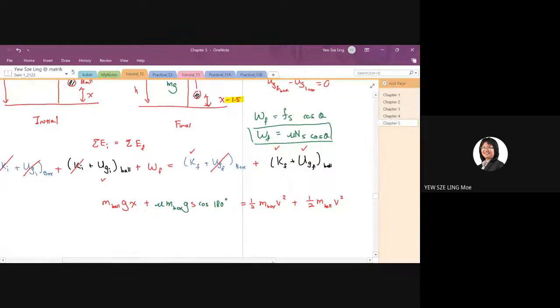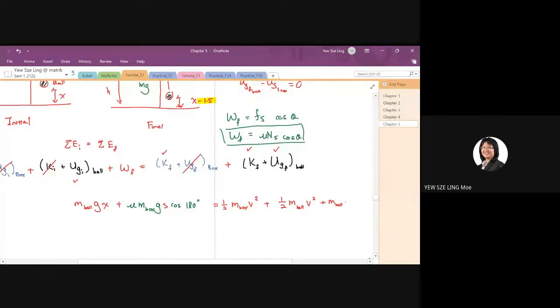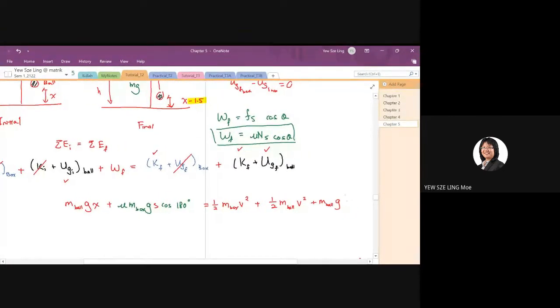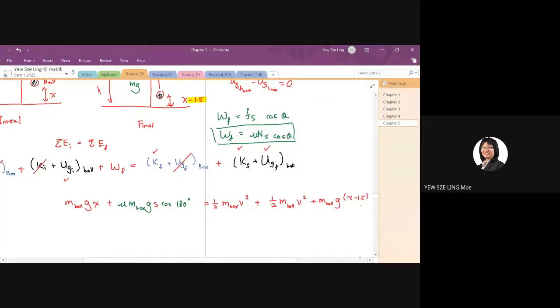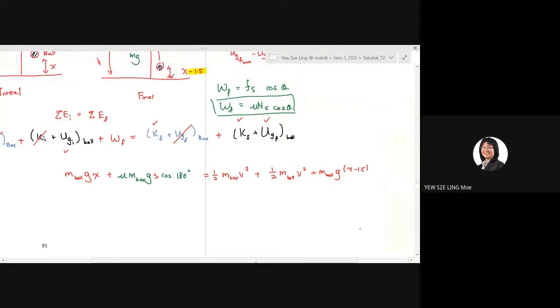Okay, and then this one continues: M ball, and then g times x minus 1.5. Okay, so this is my equation. This is the equation after I expand it. I expand the equation above. Now I'm going to plug in the values. So how do we plug in the values?